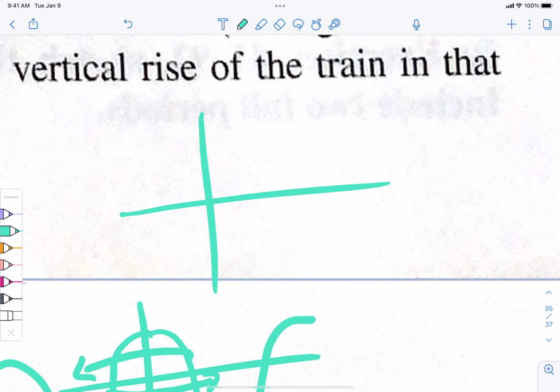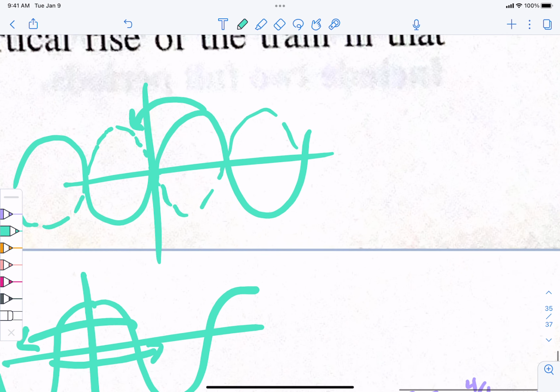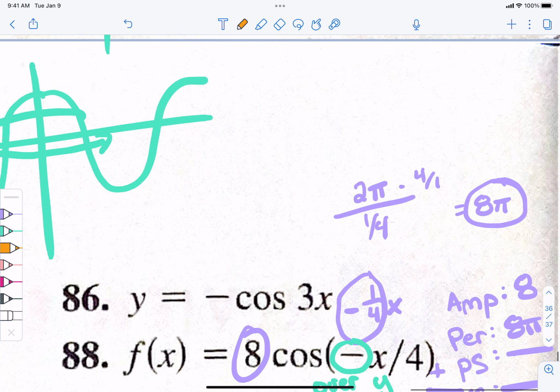If it was sine, it would change. Sine does this, and if I flip it, this chunk comes over here. Since sine is an odd function, a reflection over the x-axis is the same thing as a reflection over the y-axis. Does that make sense? Because that's sine. All right, so cosine.